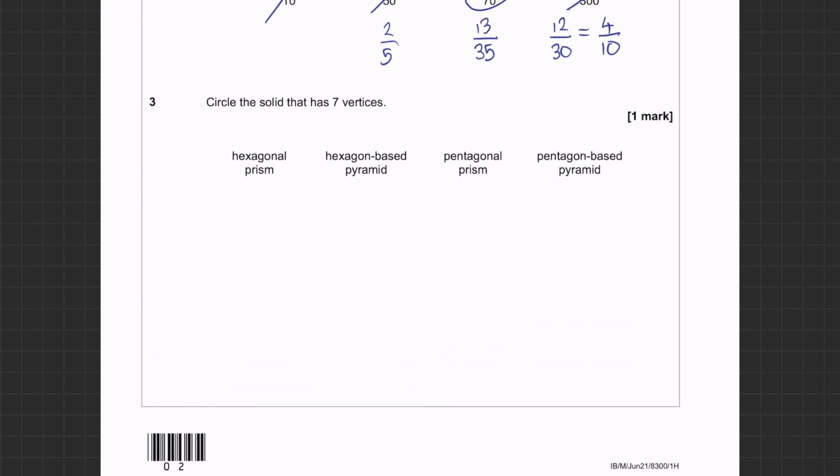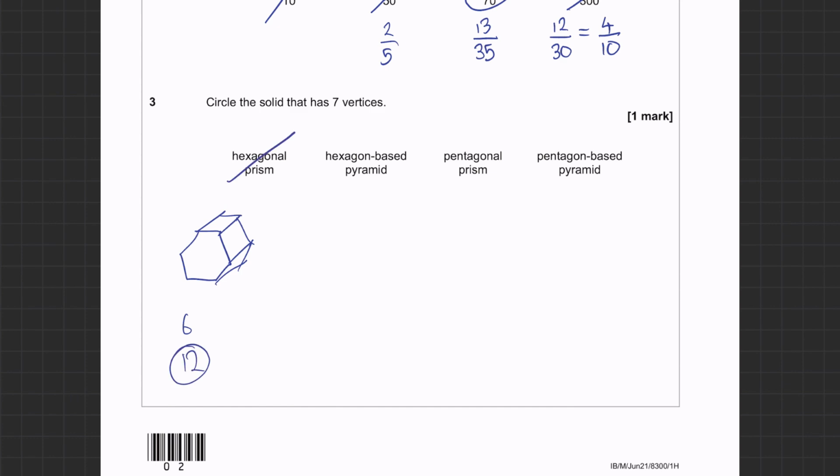Question 3 wants us to circle the solid that has 7 vertices, vertices being those corners. This may seem tricky, but if you draw them out, it's not too bad. So hexagonal prism, we start off with a hexagon. So we've got 6 sides already, and a prism is a 2D shape that goes backwards. So they'll have 6 other vertices on the other side, so this has 12 vertices, so it can't be this one.